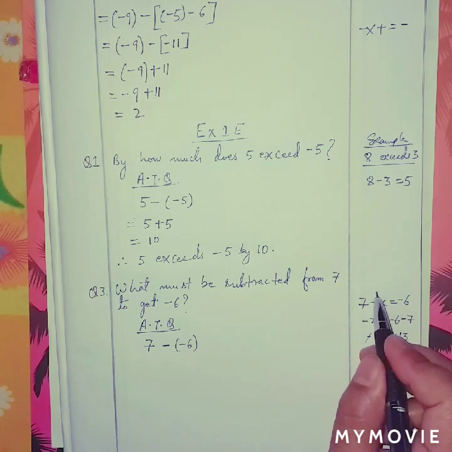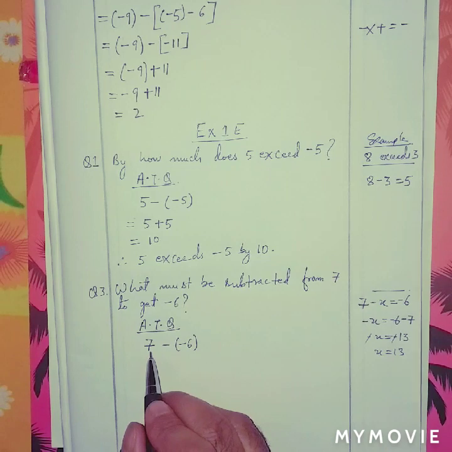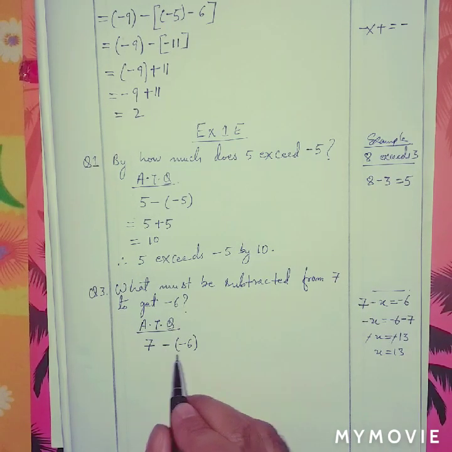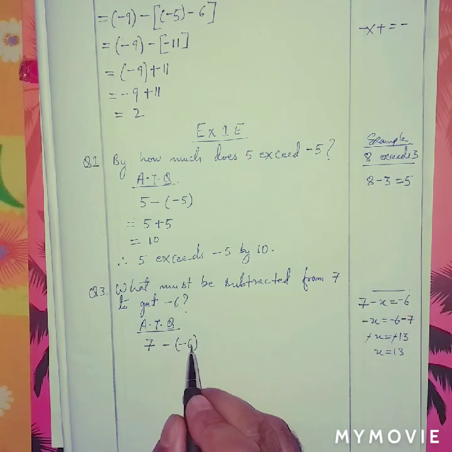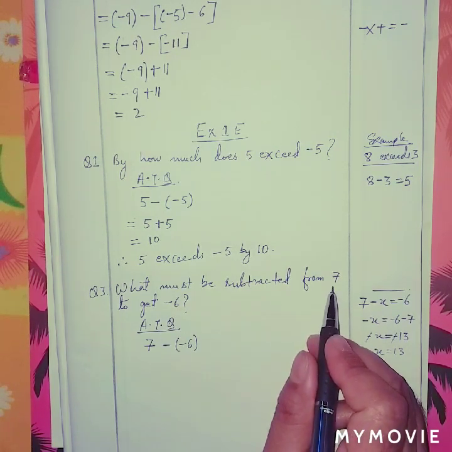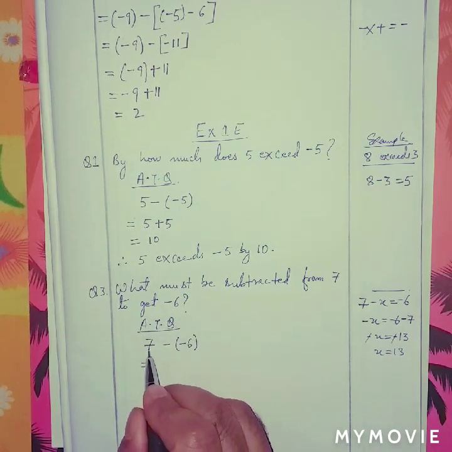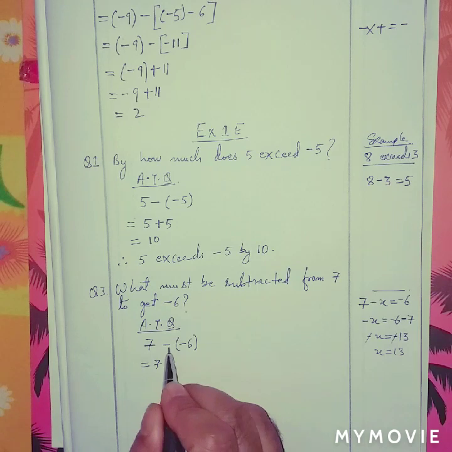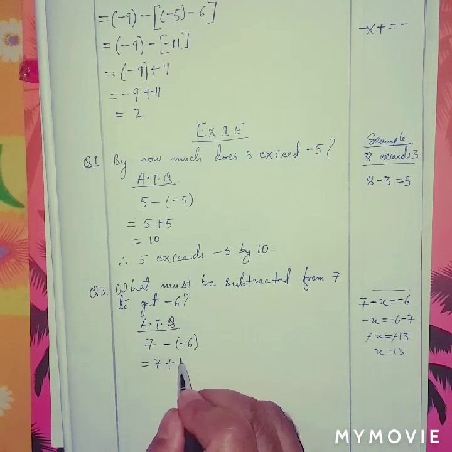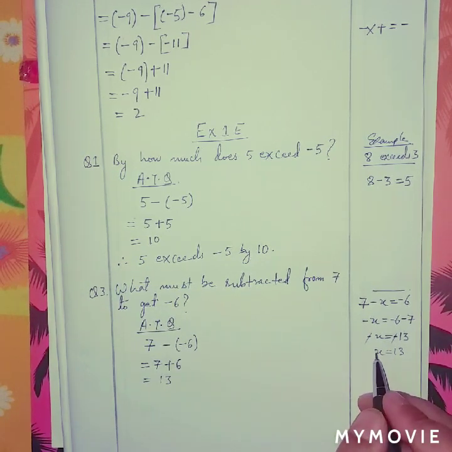This is the algebraic method. But here we are doing integers, so we have to write in this manner: minus 7 minus minus 6. Then only we will get that number which is subtracted from 7 to get minus 6, isn't it? Here minus, minus becomes plus 6. So 7 plus 6 is how much? 13. We are getting the same answer here. Yes or no? Is it clear?